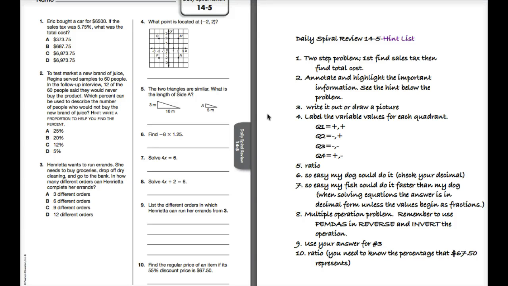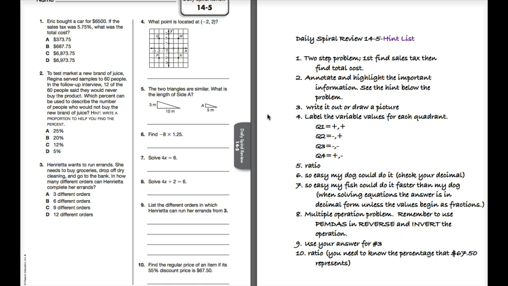So tonight, Daily Spiral Review, I hope that Mr. Menth gave it to you. If not, you'll probably be doing this on Monday. But I'll go ahead and give you some hints. I've got 10 hints over on the right. Actually, really 8. 2 of them are so easy that I don't think you need any help.